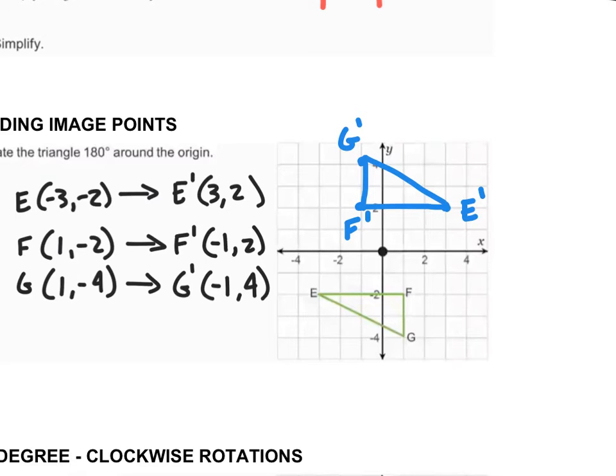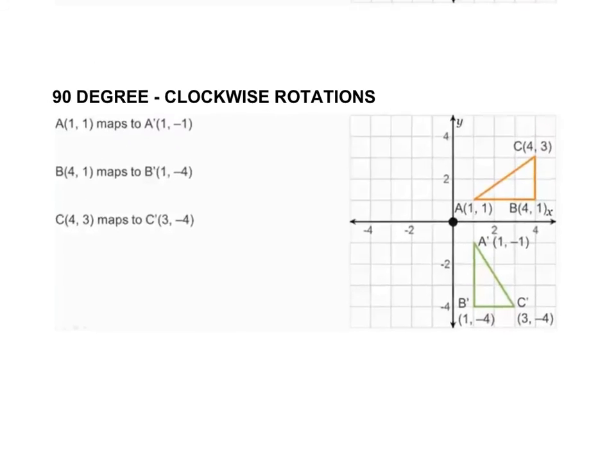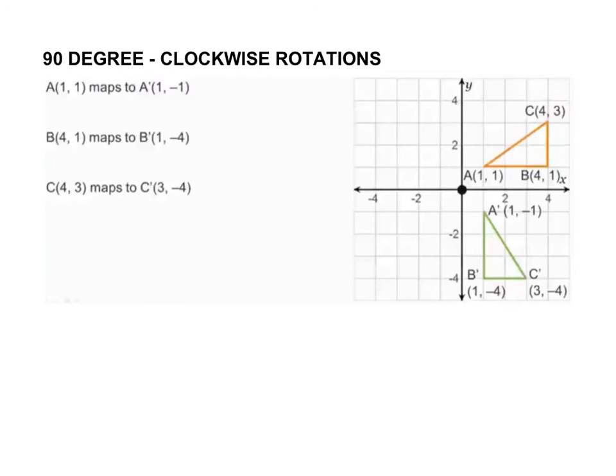Now what you can do is you should be able to connect each of those points through the origin. So F corresponding to F prime, I should be able to draw a line that goes through the origin. G to G prime, I should be able to draw a line that goes through the origin. E to E prime, I should be able to draw a line that goes through the origin. Okay. Now the important thing is that these are easy ones to do. You have to have the rules and the points to find the new points, because that's going to help you in the event that you don't have nice, neat numbers. Okay. All right. Now let's talk about 90-degree clockwise rotations.